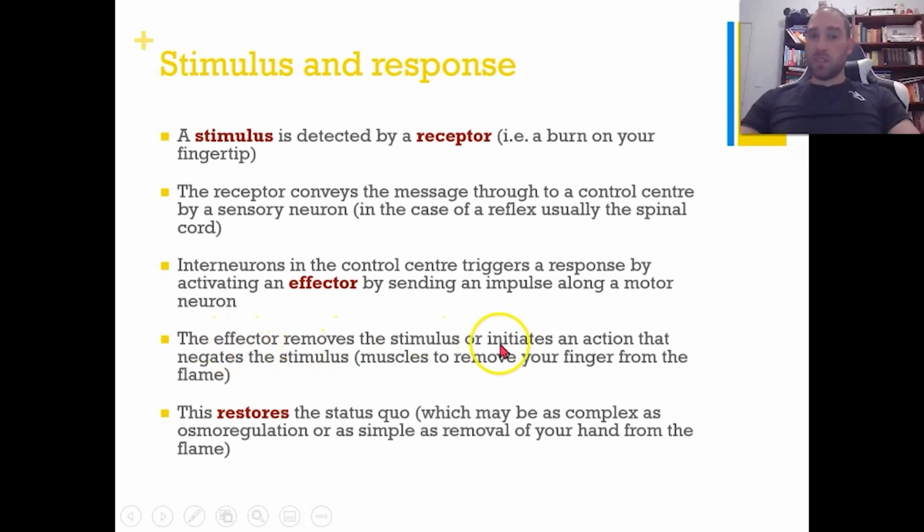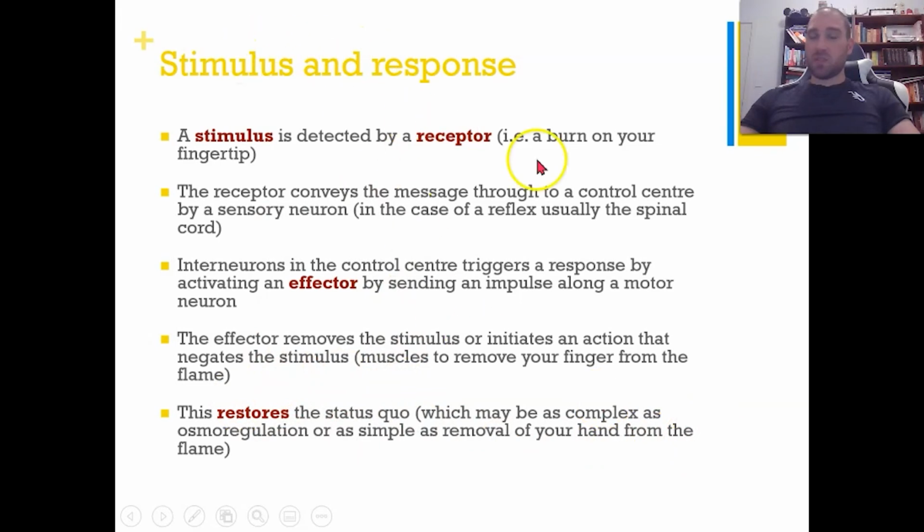So the effector removes the stimulus or initiates an action that negates the stimulus. So we're reducing the impact of the stimulus by pulling our finger away from the flame. So then we get back to the status quo that we had before we dipped our finger into the flame. And in our nervous system, we're looking at this as just removing your hand from the flame.